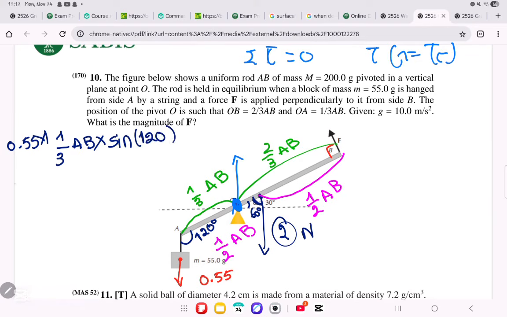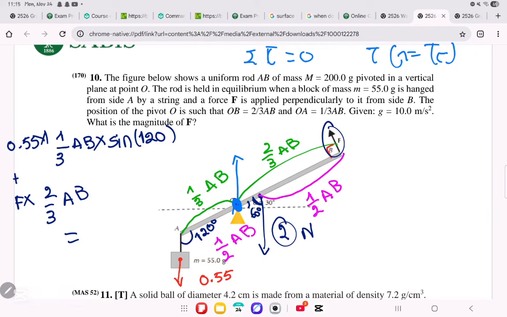Plus, don't forget the plus, in addition to the other counterclockwise force, which is F, so it would be F times the perpendicular distance. It's already perpendicular, so times 2 over 3 AB. This is equal to what? This is all of the torque that's happening counterclockwise.